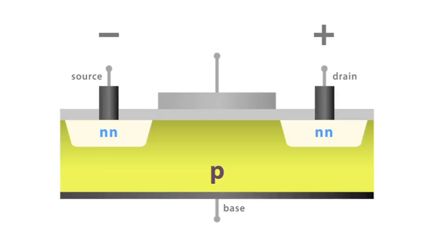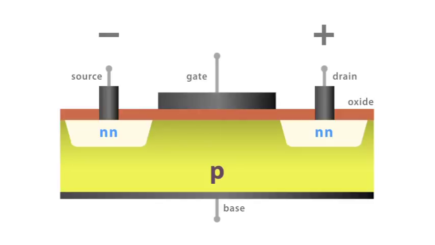The semiconductor layer is capped with a layer of oxide that insulates it from a central metal terminal known as the gate. When a voltage is applied so that the gate is positive, electrons in the p-type material are attracted towards the gate, forming an electron channel between the source and drain. A strong current flows and the transistor is on.